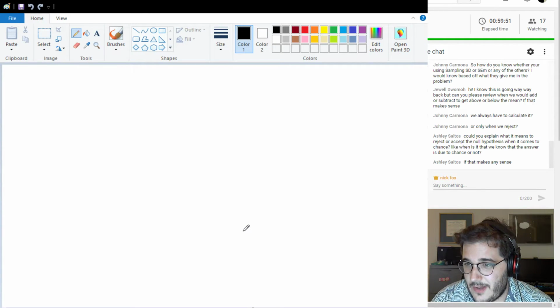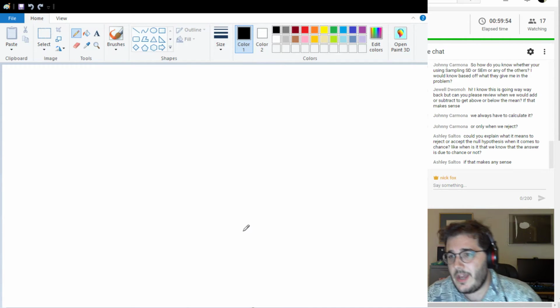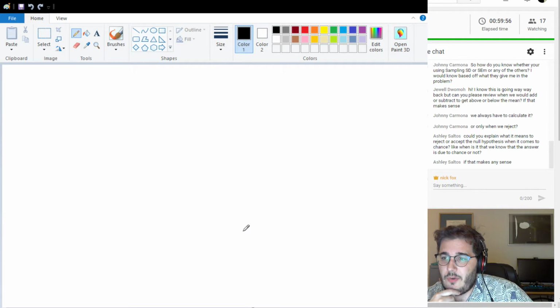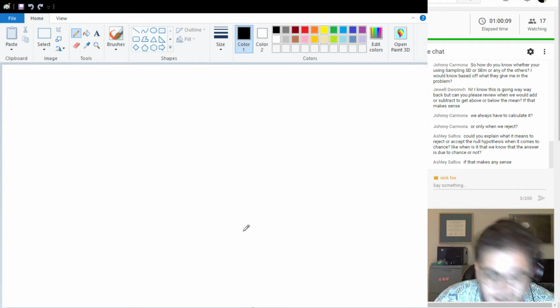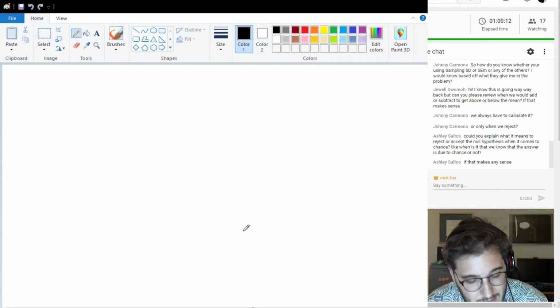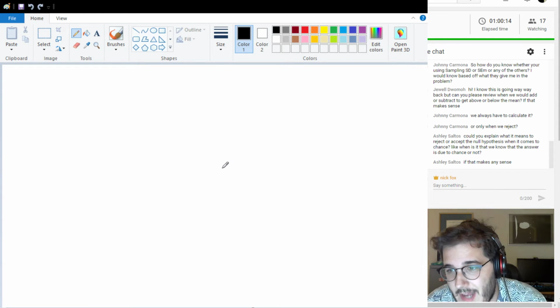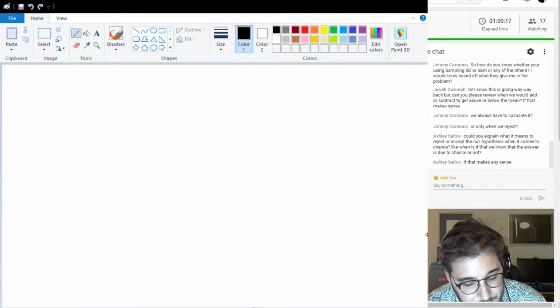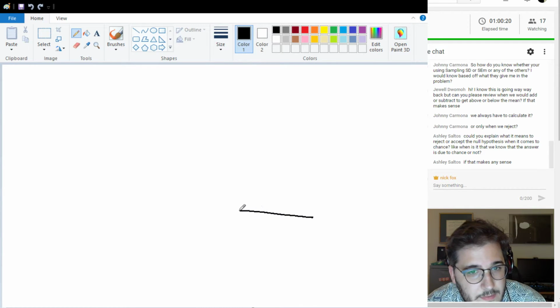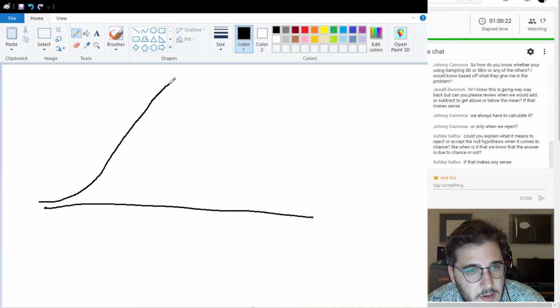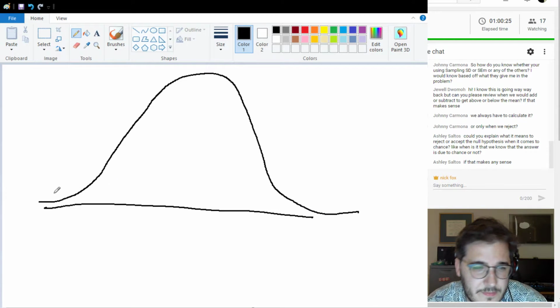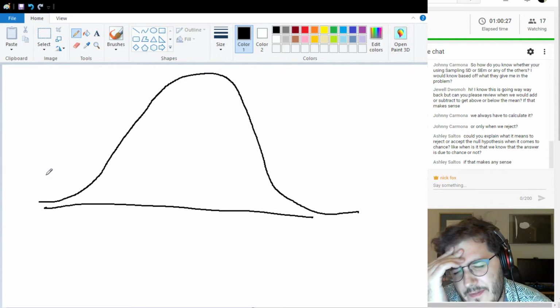Jwell, and then I'll go to Ash's question. So I know it's going way, way back, but can you please review when we would add or subtract to get above or below the mean, if that makes sense? Add or subtract to get above or below the mean. Oh, I see. Okay. So you're asking about area under the curve. I understand. So let's do this, and then Ashley, I'll talk about your question after this. So we have a normal distribution. This goes back to, I believe, the second recitation.